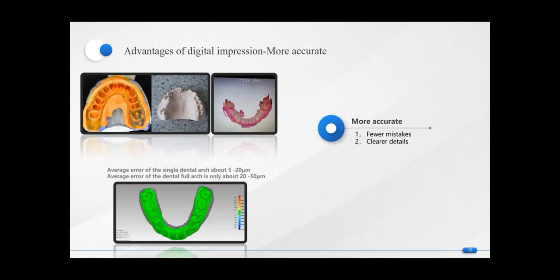There are two errors in this process that cannot be avoided. The first one is generated by the impression material. The second is by the stone material. So these two errors cannot be avoided.